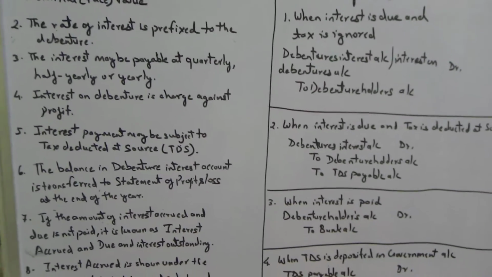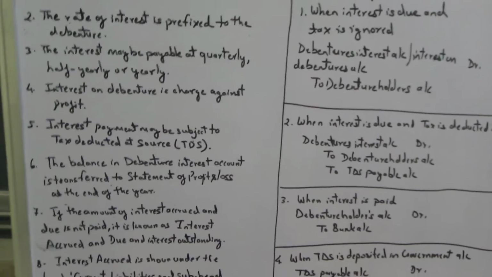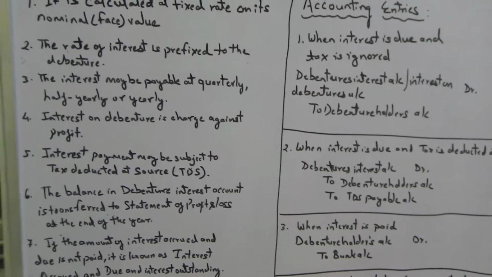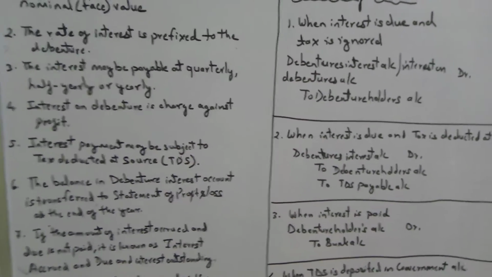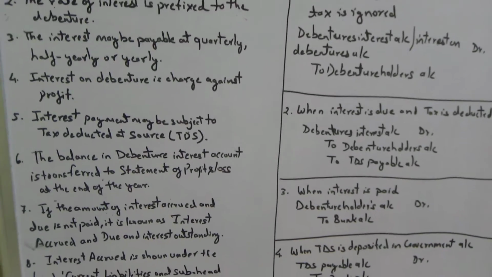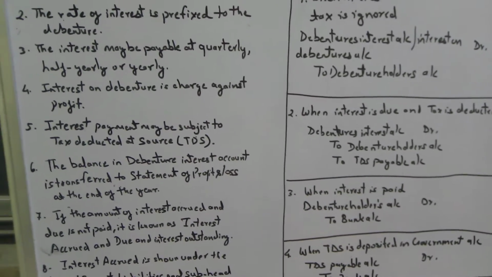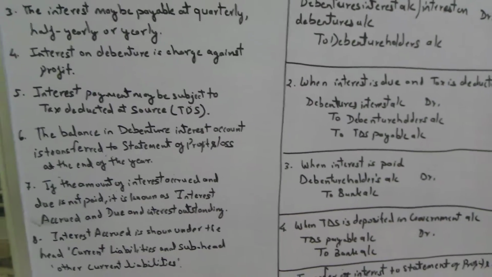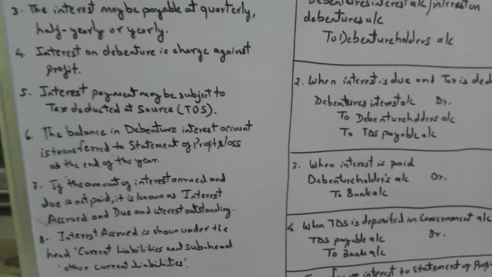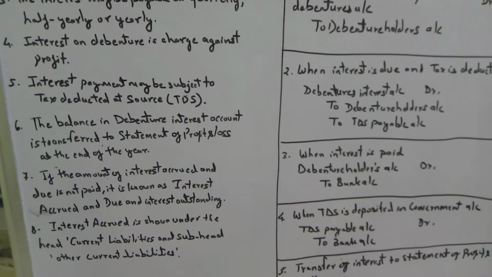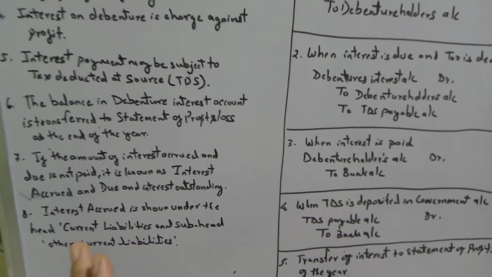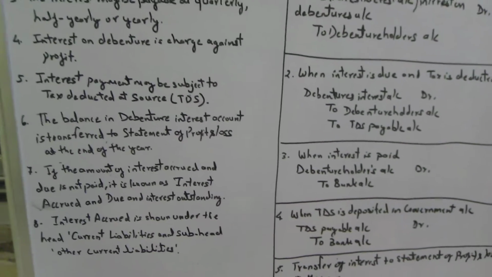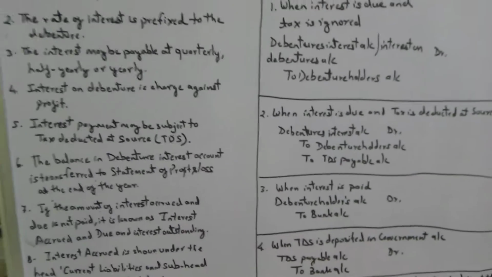Interest payment may be subject to TDS. If it goes above the certain limit as per the government prescribed limit, then TDS will be deducted, tax deducted at source. The balance in debenture interest finally at the end of the year gets transferred to the statement of profit and loss account. And if the interest is due, it will be named as interest accrued or due interest or interest outstanding, which will be shown under other current liabilities, that is under current liabilities, which is on the liabilities side of the balance sheet, that is the left hand side.